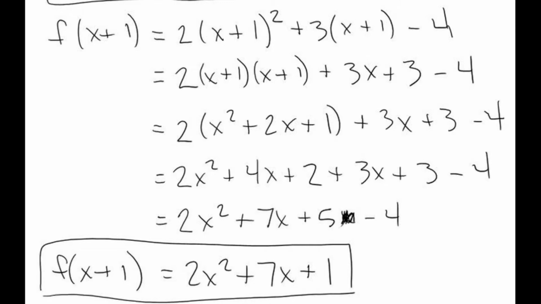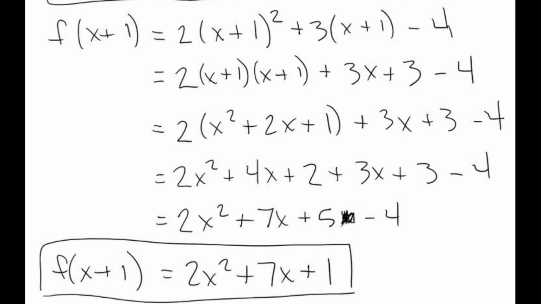So now I FOIL those, and I get x squared plus 2x plus 1. Then I distribute the 2, and that's how I get this 2x squared plus 4x plus 2 part. And then lastly, all I got to do is combine like terms. Well, 2x squared doesn't have anyone to combine with because there's no other x squareds. All of the x's combined, well, we have 4x plus 3x is 7x, so that's all done.